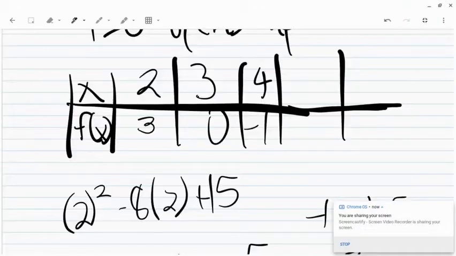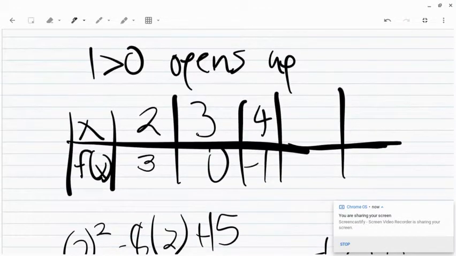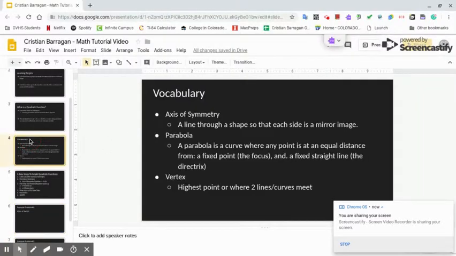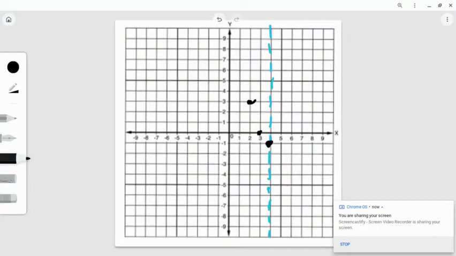Now we're going to do the other side. You could easily just put 2, 3, 4, and 5 on these top values on x. But the one tip that can help you finish this a lot quicker is the axis of symmetry. The axis of symmetry is a line through a shape so that each side is a mirror image. That means that anything on this side of the graph is the same on this side. So basically you can just reflect the points through the axis of symmetry.